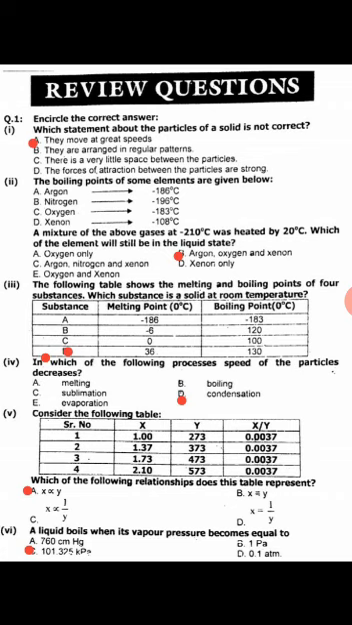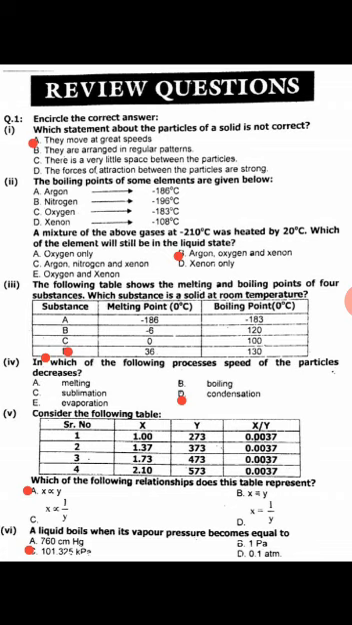Substance A melting point is minus 186. It means it is already in gaseous state, because it is lower than 0 degrees. Substance B, minus 6 melting point, it means it will also be in gaseous state. C, it means it is 0 to 100 degrees, which is our water, so it will be in liquid state. And option D is 36 to 130 degrees. It is above room temperature.